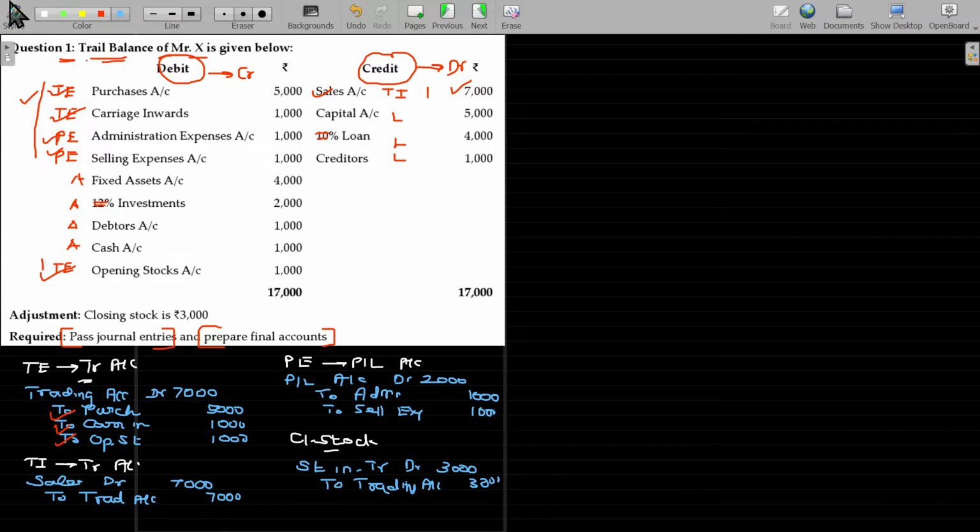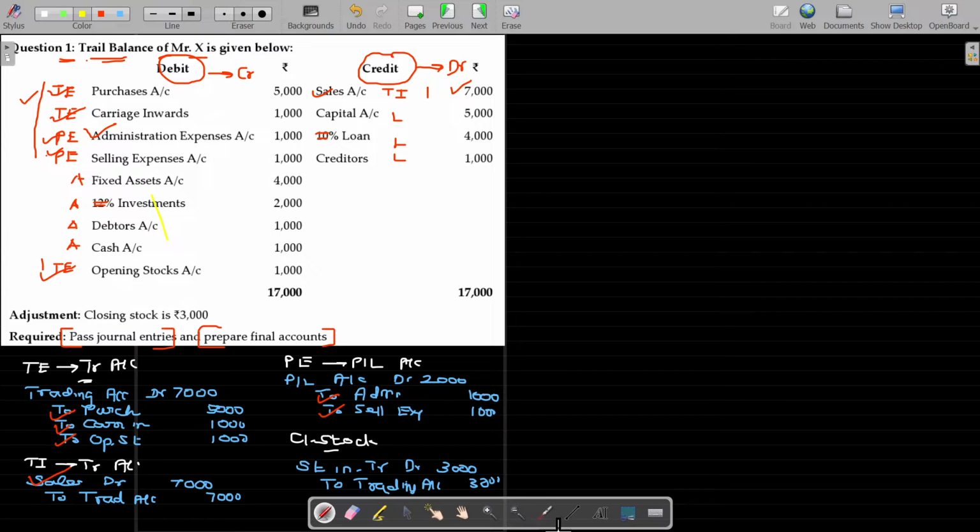So I have passed the entries here. Sales is recorded from here. Admin expenses and selling expenses are also recorded. And still we have some unticked accounts. Those unticked accounts should be posted to the concerned new account, the new account being the trading and P&L account. So we open the trading and P&L account and these should be transferred there. Now let's see here, the trading and P&L account.